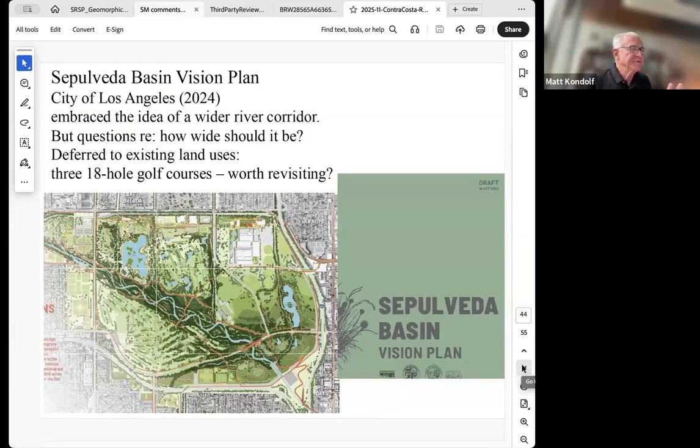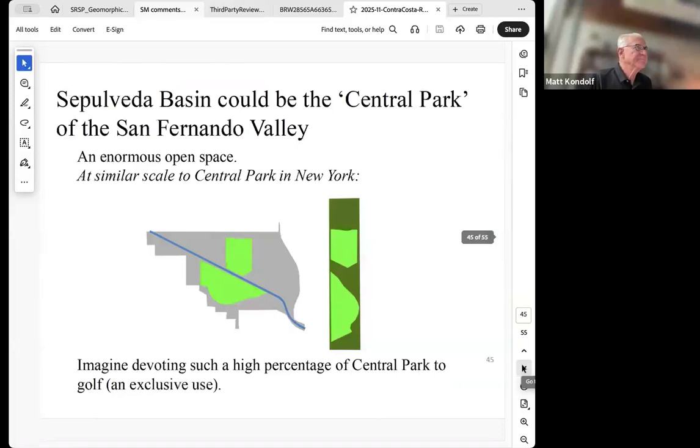But perhaps this is worth revisiting. When you think about the San Fernando Valley and Sepulveda Basin within it, Sepulveda could be like the Central Park of the San Fernando Valley. It's a huge open space. It's a similar scale to Central Park in New York. So here's the Sepulveda Basin, and here's Central Park to the same scale.